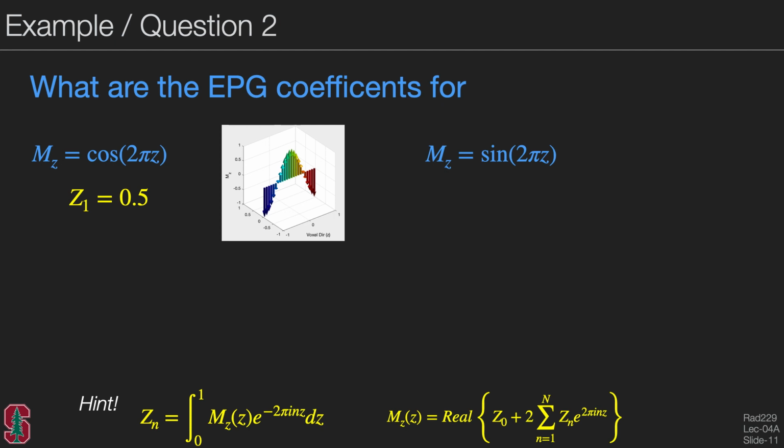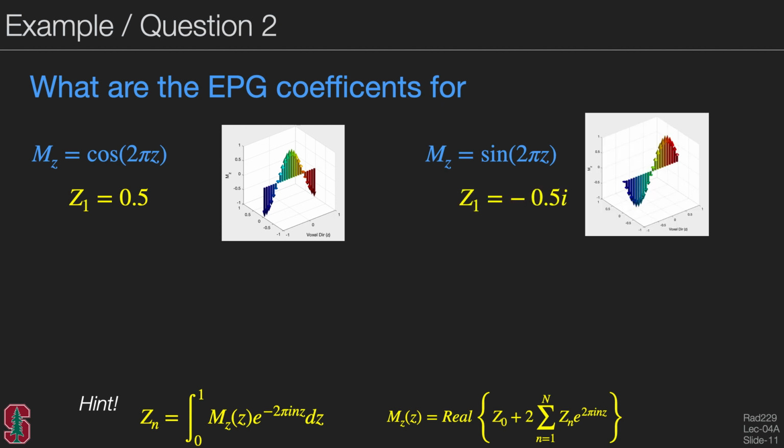Next, let's look at mz equals sine of 2 pi z. And again, from the definition at right, you can see that z1 is equal to minus 0.5 times i. And looking, you can see that this is how we generate a sine function.